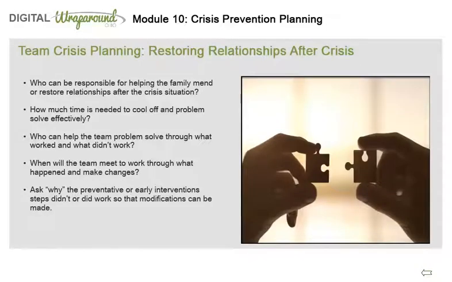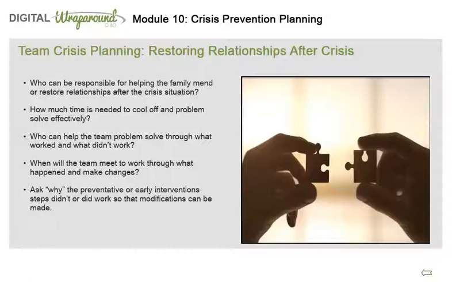It is important to identify who can help the family or individuals work through these emotions with all parties involved, whether it be a professional on the team or an informal support the family trusts. Who can be responsible for helping the family mend or restore relationships after the crisis situation? Again, this should be an individualized step in the planning process. How much time is needed to cool off and problem solve effectively? Some families or youth may need more time than others to rebuild or resolve conflict.